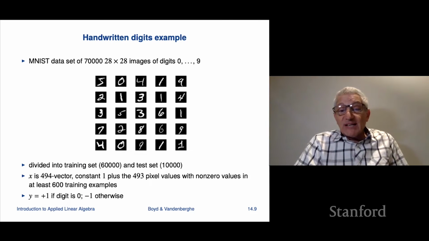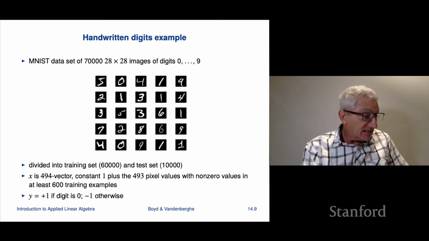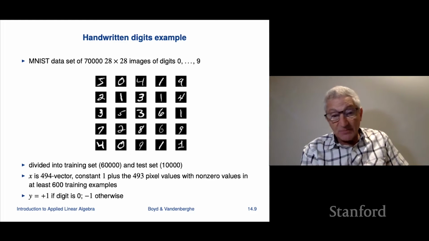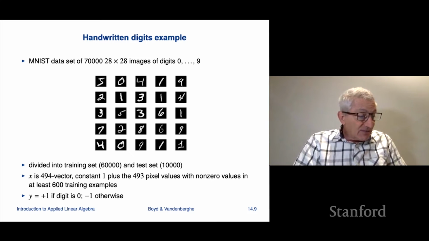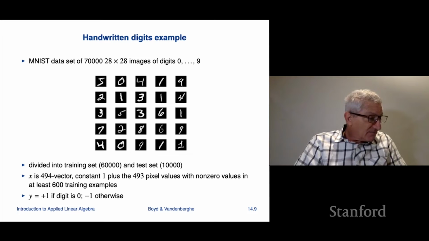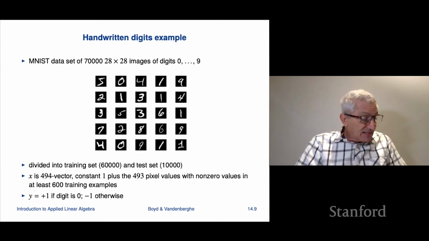We'll look at an example now of this, and we're going to look at a famous data set. It's the MNIST data set. It's 70,000 images of handwritten digits, with some pretty bad handwriting in there too. These are 28 by 28 images of the digits 0 to 9, about 70,000 of them. That's been divided into a training set of 60,000 and a test set.